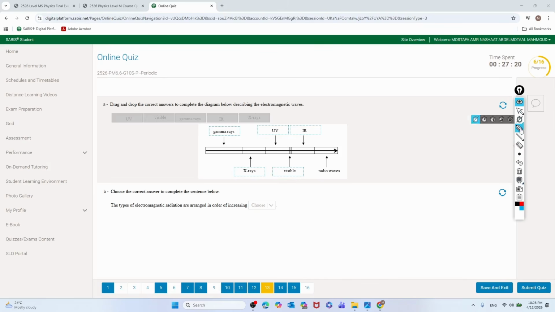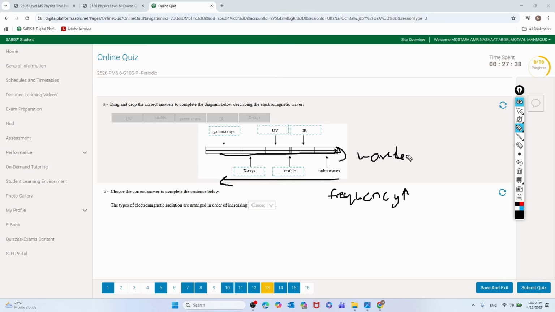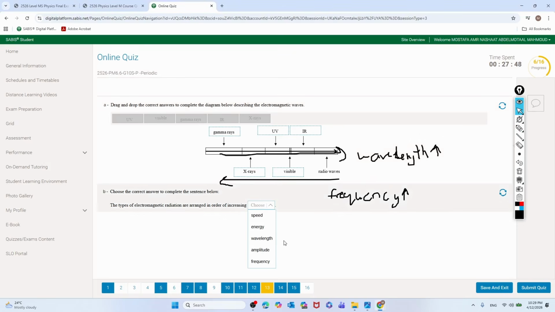Now, these waves, going this way, frequency increases. The other way, this way, wavelength increases. So they're arranged in order of increasing wavelength.